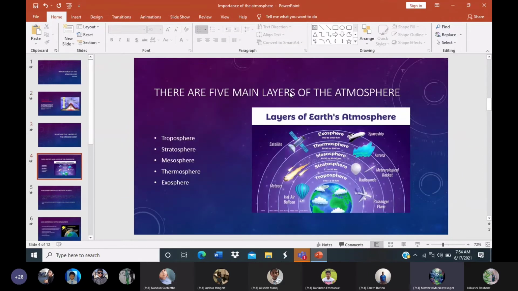Now let us see what are the layers of the atmosphere. There are 5 layers of the atmosphere. We studied them in grade 7. They are troposphere, stratosphere, mesosphere, thermosphere, and exosphere. The troposphere is 12 to 18 kilometers from the surface of the Earth. Stratosphere is 11 to 50 kilometers. Mesosphere is 80 to 90 kilometers.